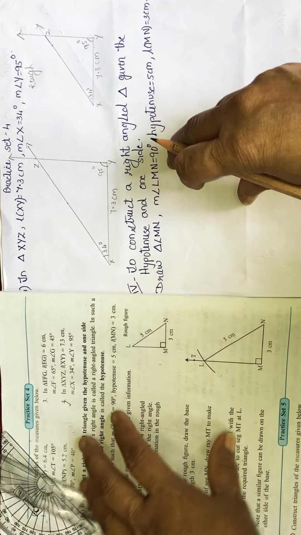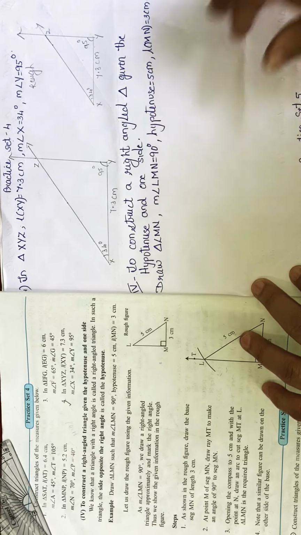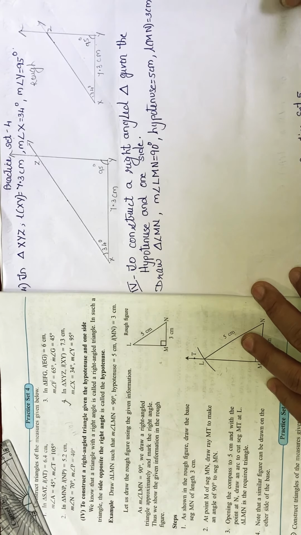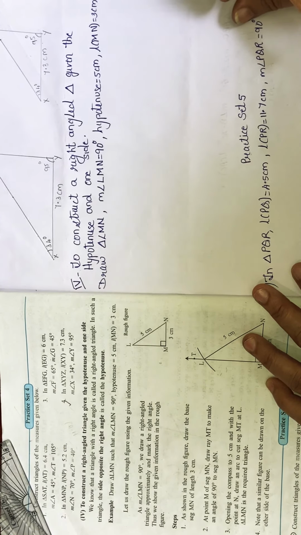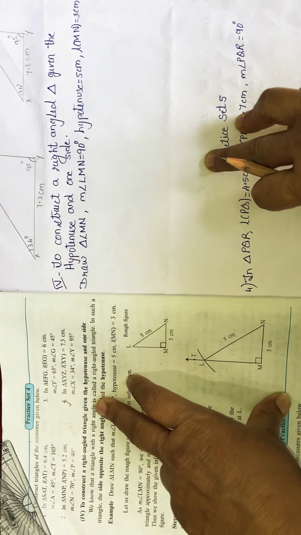So you can draw the remaining triangles for homework. I hope you have understood this construction. Now let us go to the fourth type of construction, which is called here as the right angle triangle.